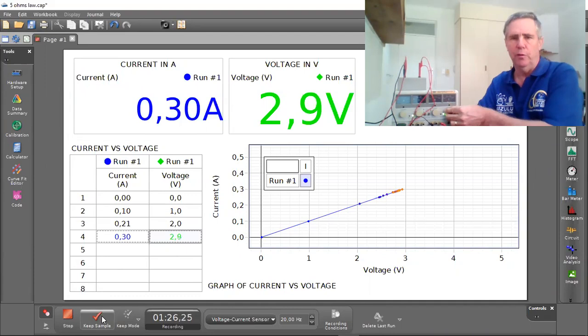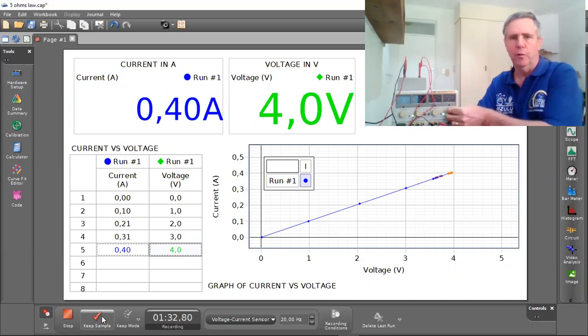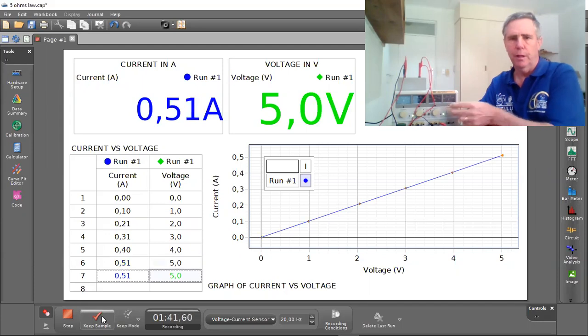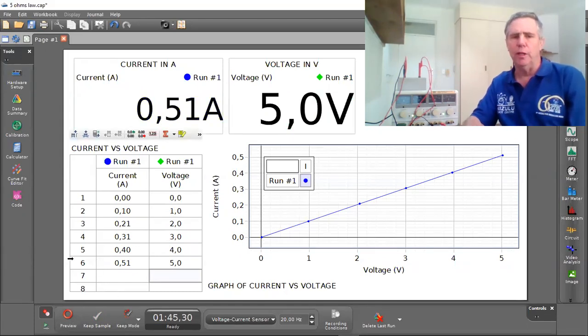Turn it up to 3 volts. Current reading is 0.31 amperes. Turn it up to 4 volts, 0.40 amperes, and turn it up to 5 volts. And we get 0.51. We're going to stop it there because we're just going to take 6 readings for now. Of course, the scientist would want to take far more than that, but because of time and space, we're just going to take 6.